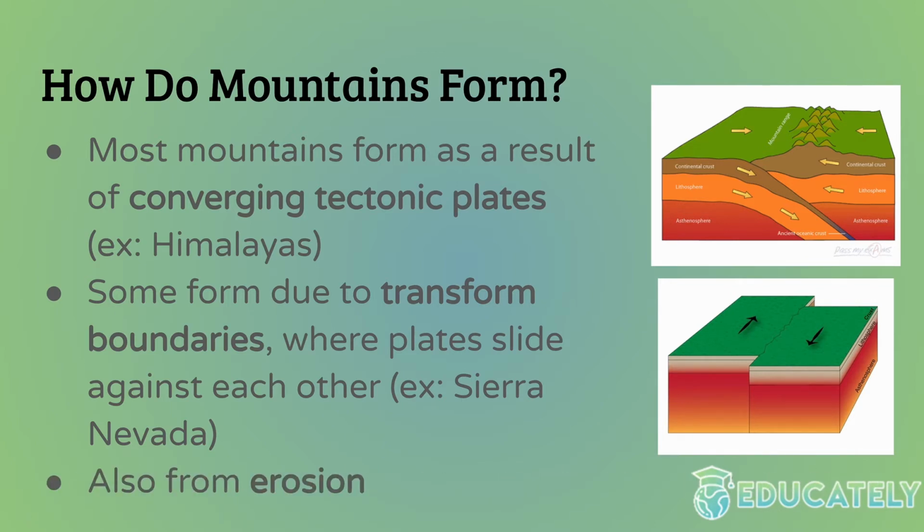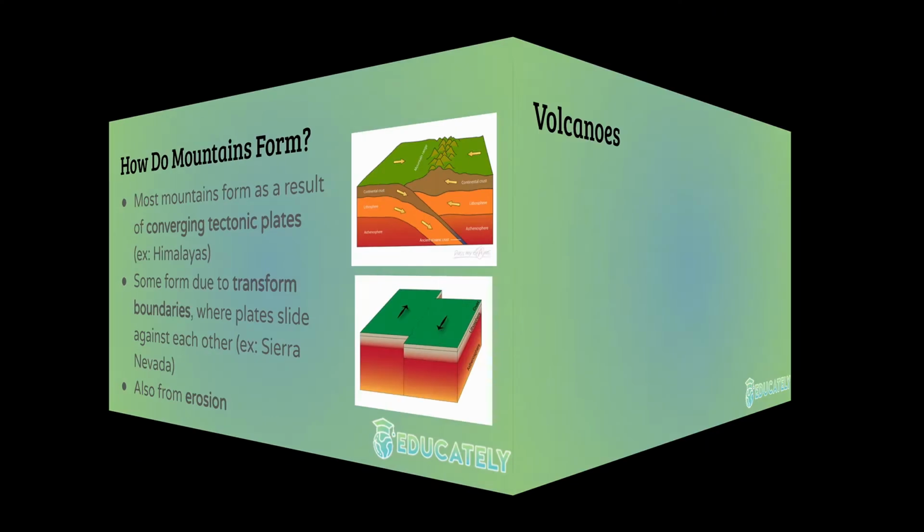Sometimes mountains can also form, or at least become more prominent, as a result of erosion. Because of weather, like thunderstorms, lightning, rain, and precipitation over time, certain features of the mountain can become more enhanced and more rocky, for instance, rather than hilly, and more steep. So that's how mountains can form and also become more distinct. So let's move on to volcanoes now.